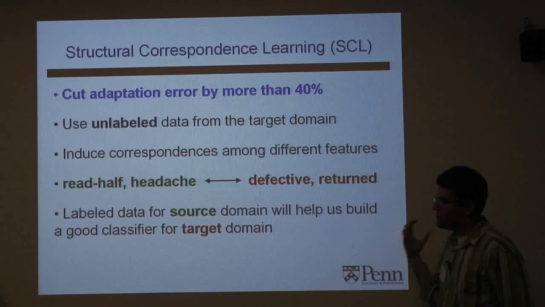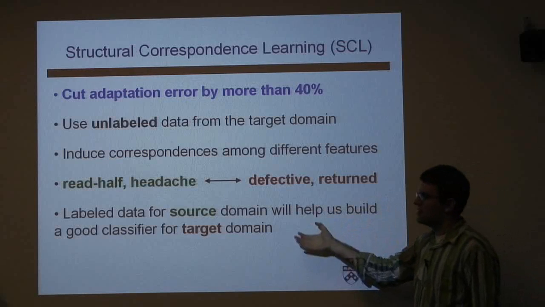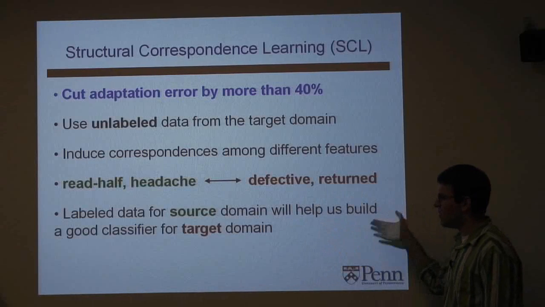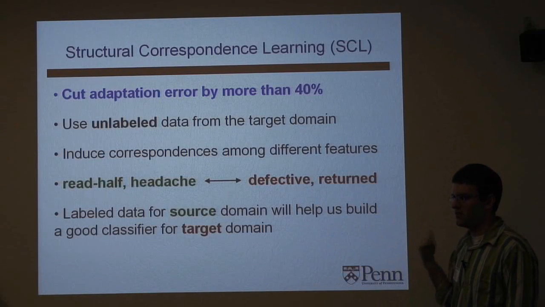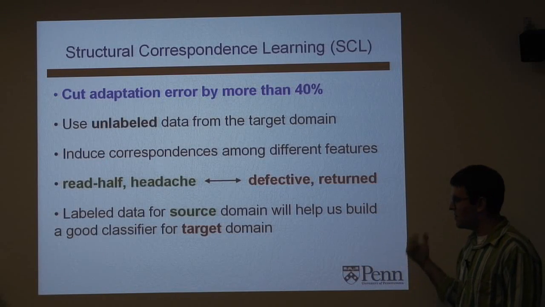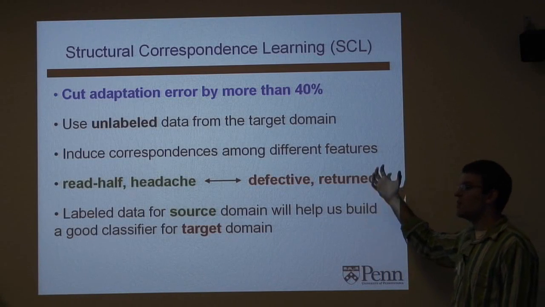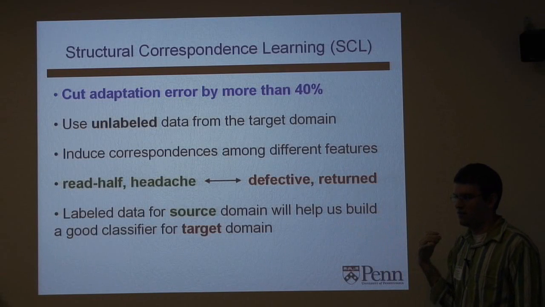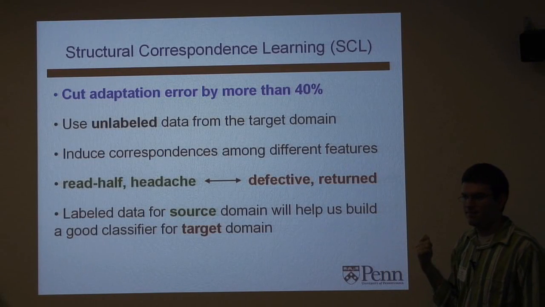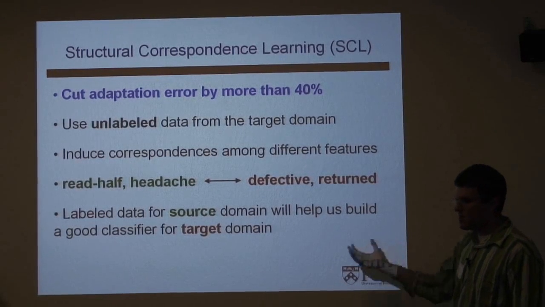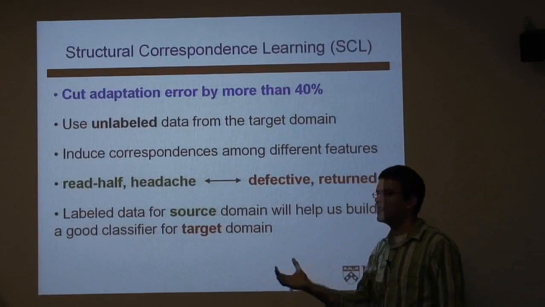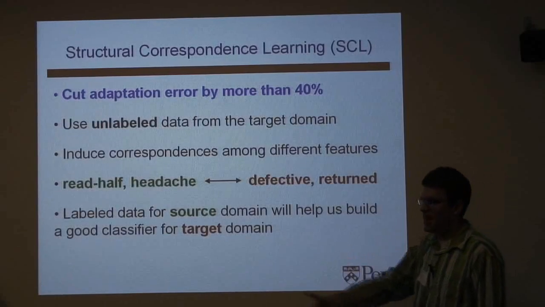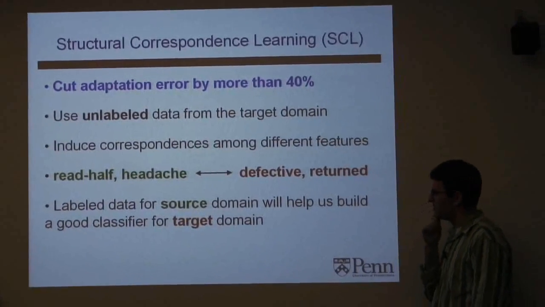Okay, and if we can find good correspondences, then the basic intuition is that the labeled data for the source domain will automatically give us a good classifier for the target domain. So if we do a good job at learning these correspondences, we can learn a representation that's already going to help us do adaptation well. Yeah, Sam? One-to-one or many-to-one? So we'll see. It's basically many-to-many. And when the algorithm gets fleshed out, we'll see exactly how that works.